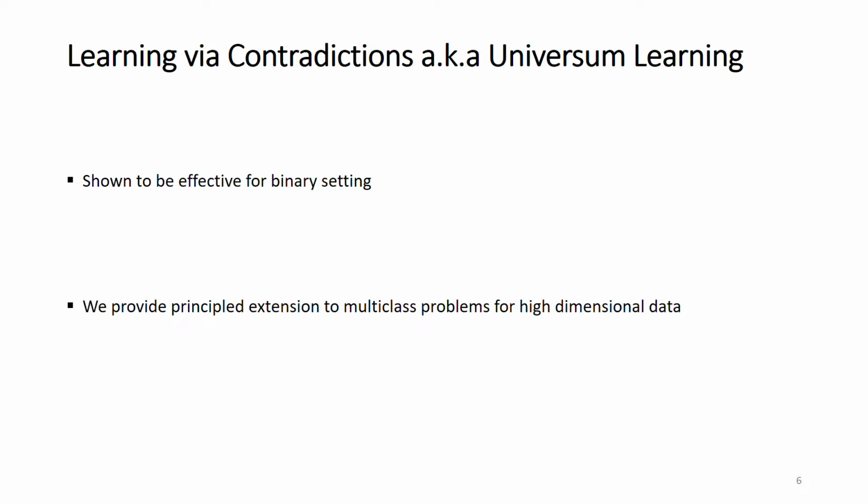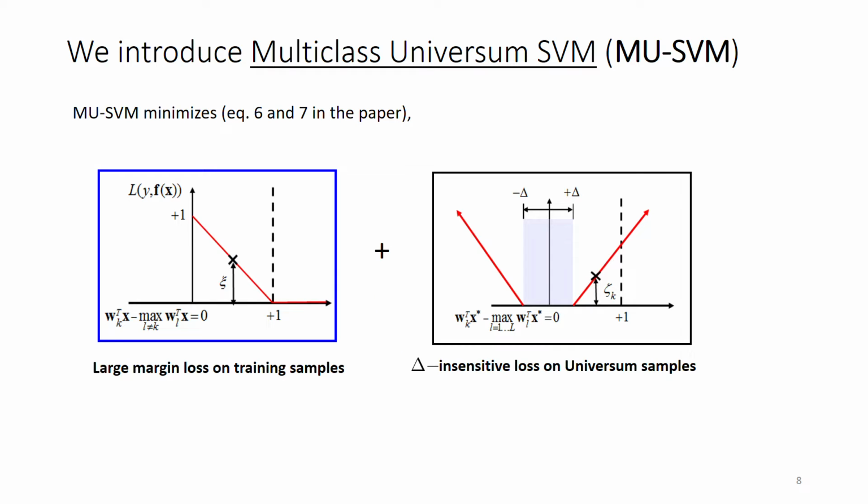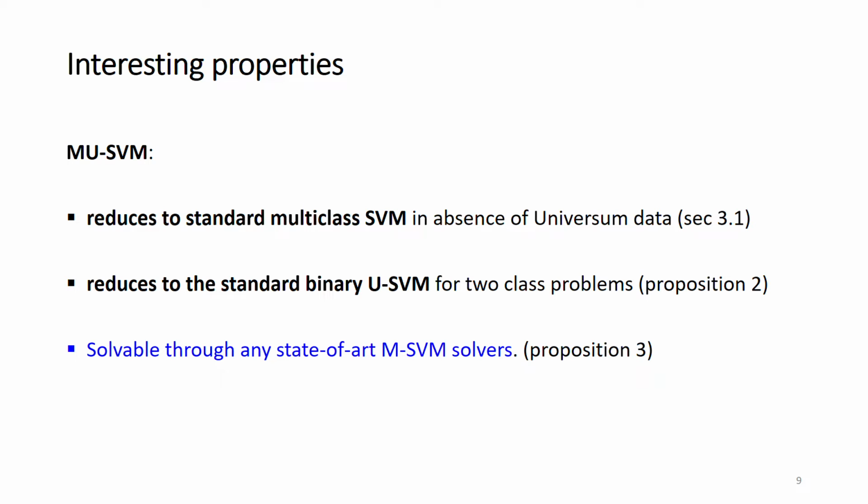This paper extends the universum learning framework to the multiclass setting, as presented in Definition 2. We show that maximum contradiction for MSVM can be achieved when the universum samples lie close to the decision boundary of each class. We use this insight to formalize multiclass SVM for universum settings, called MUSVM, where we use large margin loss, same as MSVM, for training samples, and delta-insensitive loss for universum samples. We derive several useful properties for the MUSVM formulation and show that MUSVM is solvable through any state-of-the-art MSVM solvers.